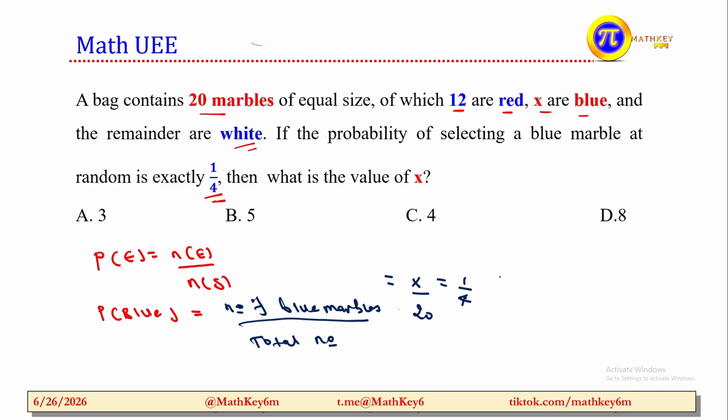After that, rearrange this one. This becomes 4x equals 20. So what is the value of x? Divide both sides by 4. x is equal to 5. The value of x is 5. The choice B is the correct answer.